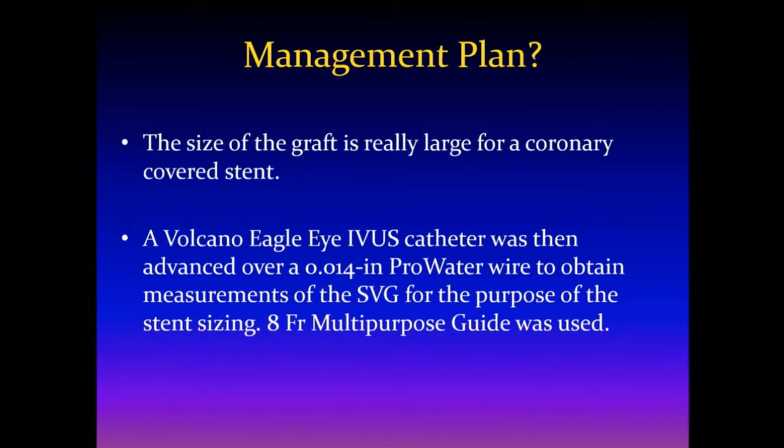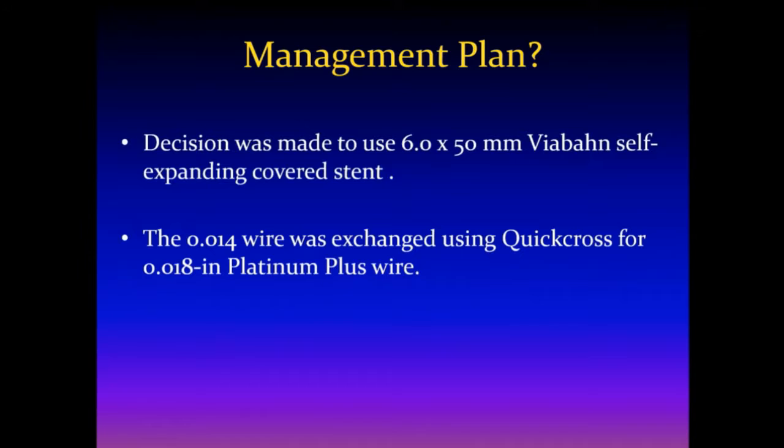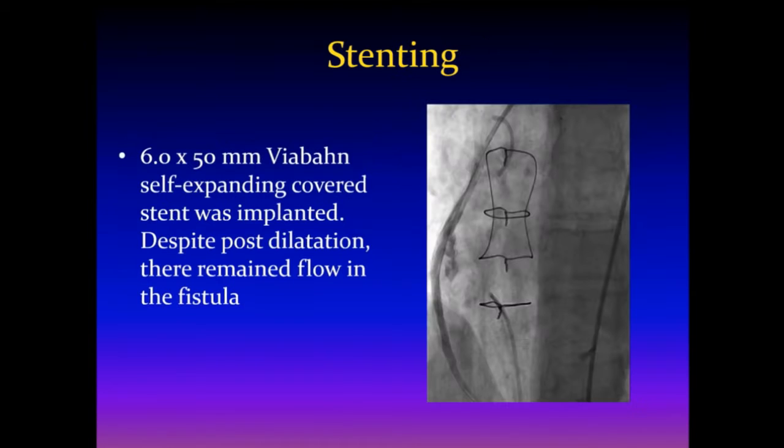We used an 8 French multipurpose guide. Viabahn stents usually need 6 French sheaths, which correspond to an 8 French guide size. I'm sorry, actually we decided to use 6.0. It was 5.5, so we decided to go a little bit higher in size with the Viabahn. We originally wired with a 0.14 wire and then exchanged to a 0.18 using a Quick-Cross. However, in the next 2 cases I did after this, if the angle of the guide in these grafts is good enough, you can even go with the Viabahn over the 0.14 wire.